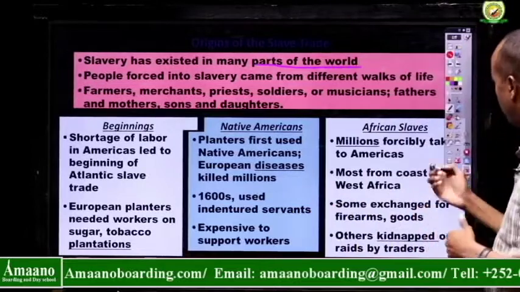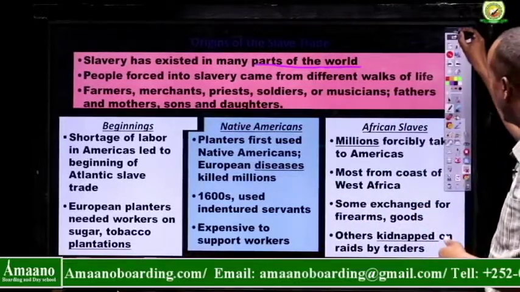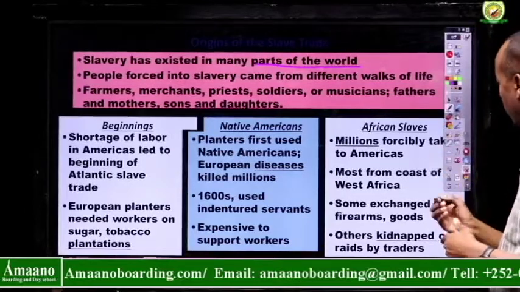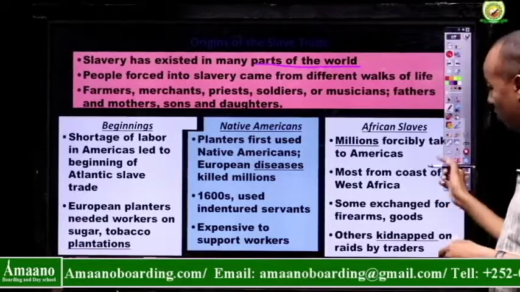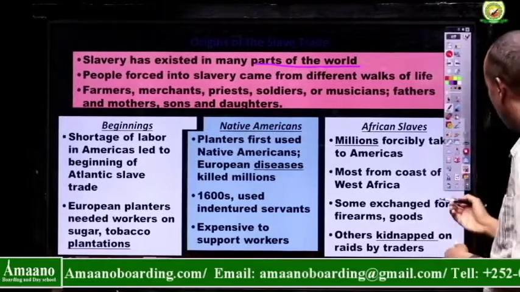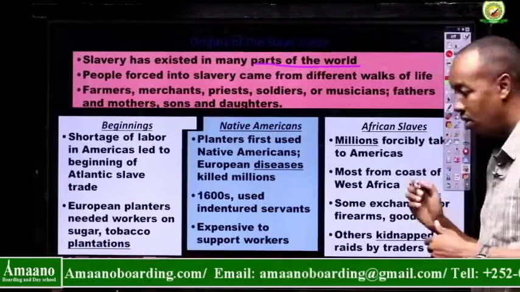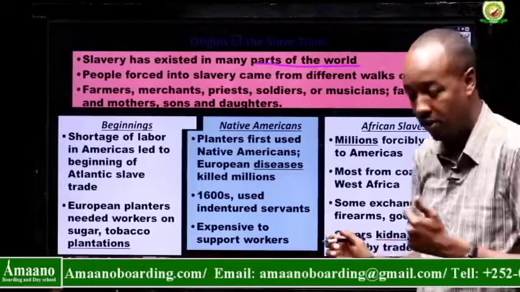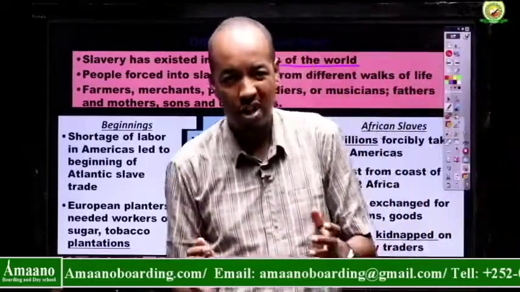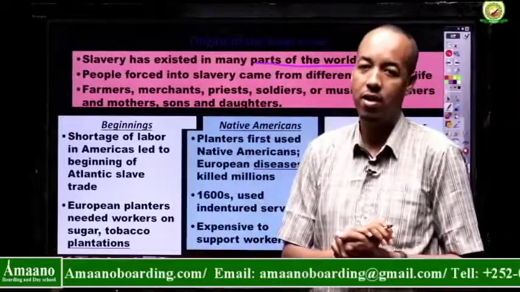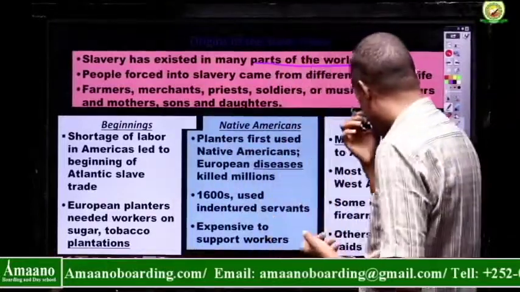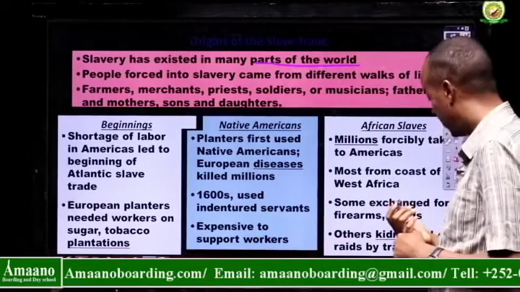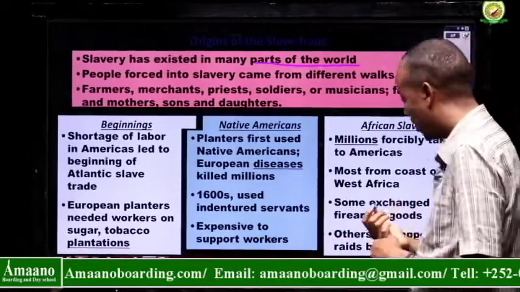And finally, they went to the extreme. They went to African slaves. So millions were forcibly taken to America, mostly from the coast of West Africa. West Africa is the one that was generally enslaved the most in Africa. East, West, North, all of them, when we are talking about the one that was enslaved the most, it is West Africa. Some of them were exchanged for firearms and goods, others kidnapped on raids by traders.